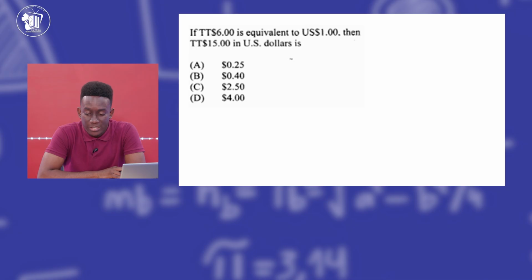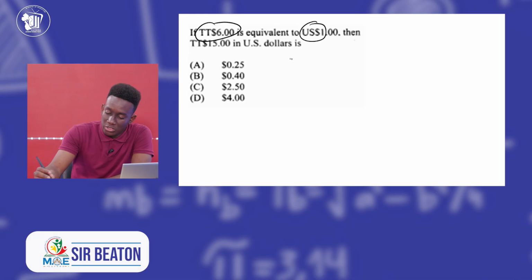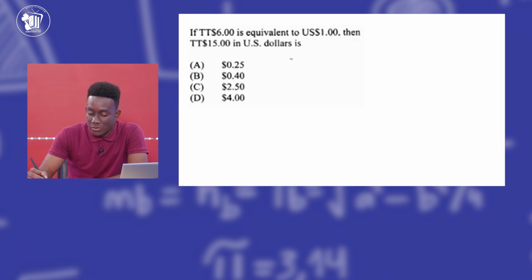This one says, if TT $6 is equivalent to US $1, then TT $15 in US dollars is. So you know 6 TT is equal to 1 US. So we want to find what is $15 TT. So we know the conversion rate is 6 to 1, so we divide the 15 TT by the $6, and this will give us the amount of US.